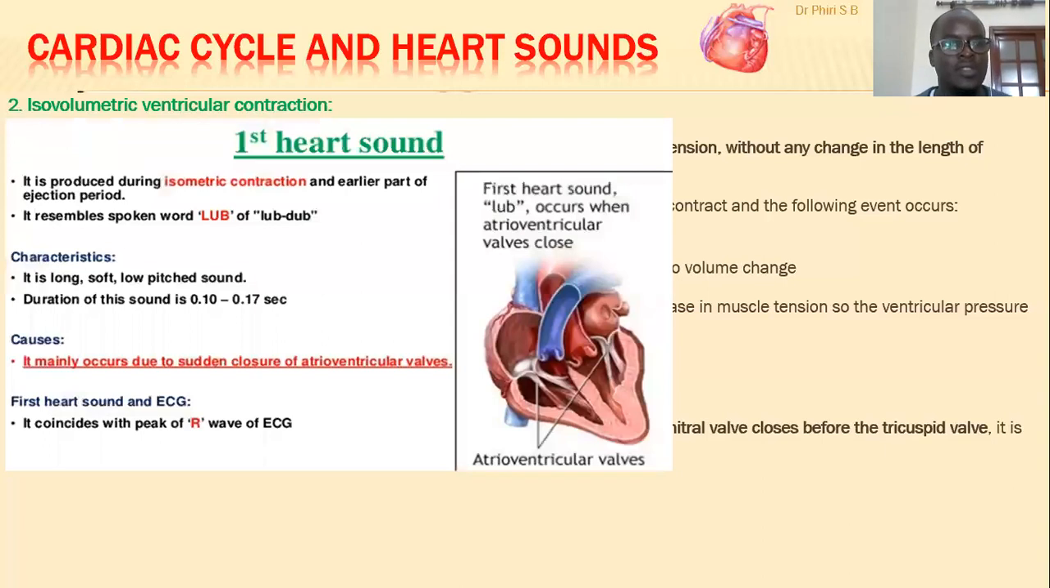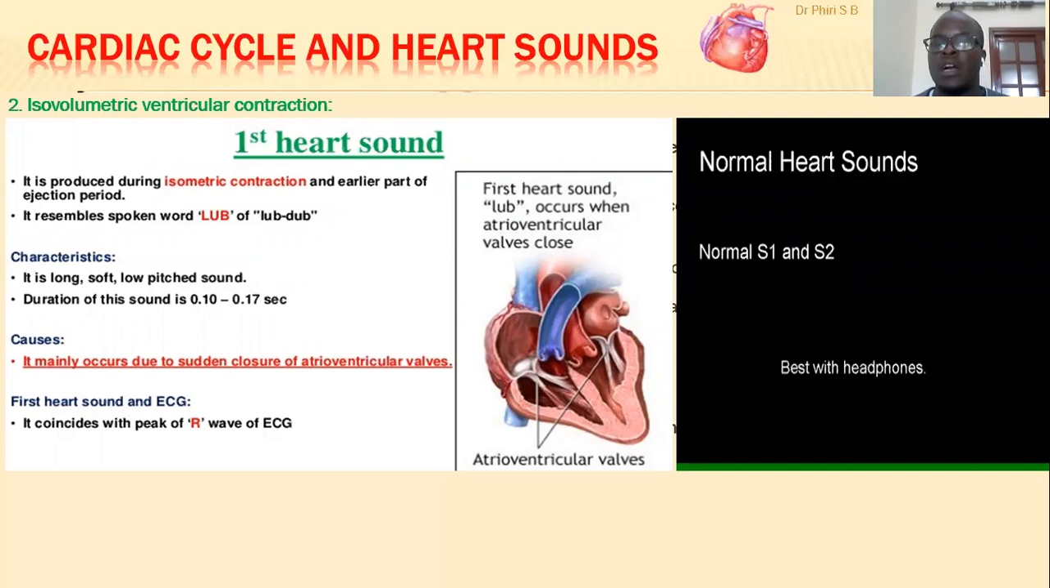The first heart sound is produced during the isometric contraction and part of the ejection period. It resembles the spoken word lub, or the lub-dub, like I've already explained. Characteristics: it is a long, soft, low-pitched sound. Duration is between 0.1 to about 0.17 seconds. So it's a long, soft, low-pitched sound, the lub. The cause is mainly the sudden closure of the atrioventricular valves, like I said.